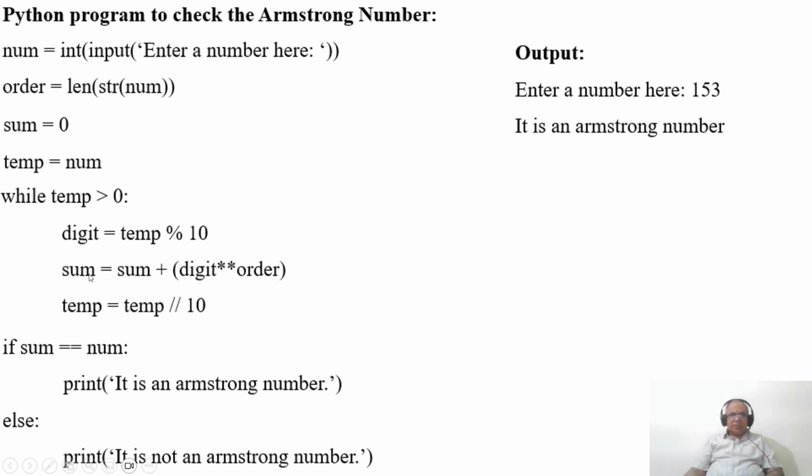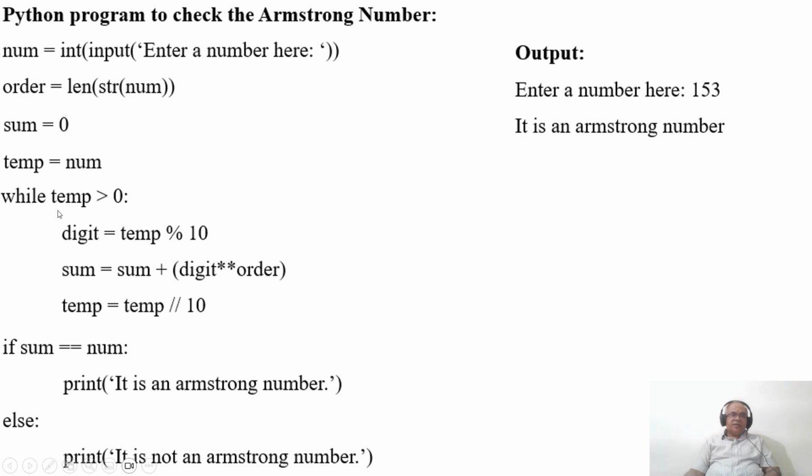The order is 3. So sum is equal to sum plus digit to the power of order. What is the initial value of sum? It is 0. So 0 plus digit, which is 3, to the power of 3, and the total value of sum becomes 27. Then temp is equal to temp integer division 10. The integer division means whatever you get in the quotient without the decimal point is what you consider. That is 15. So temp becomes 15.